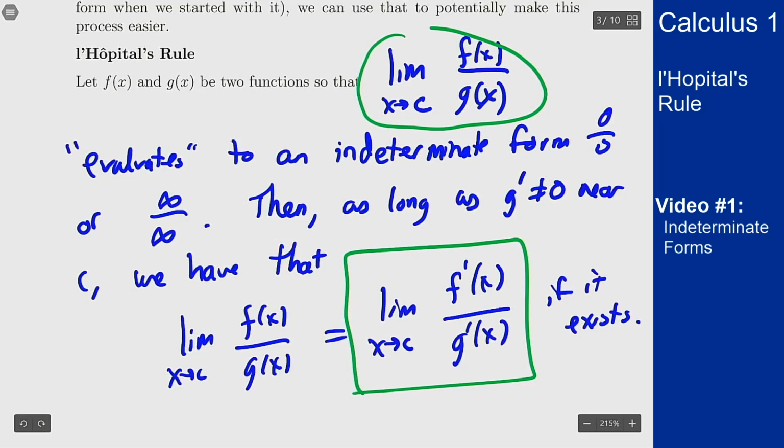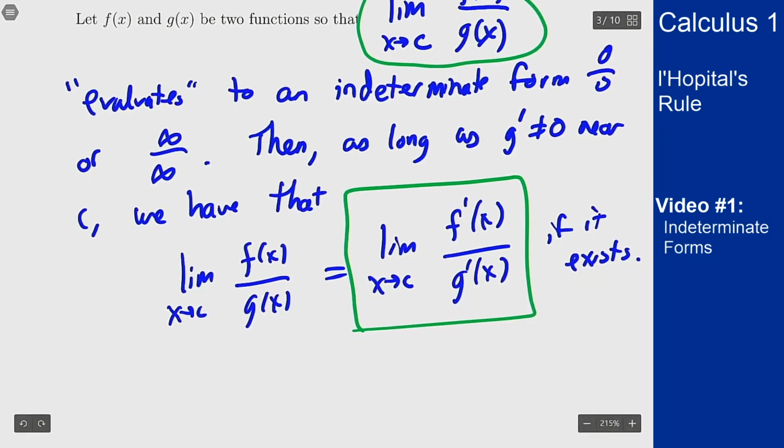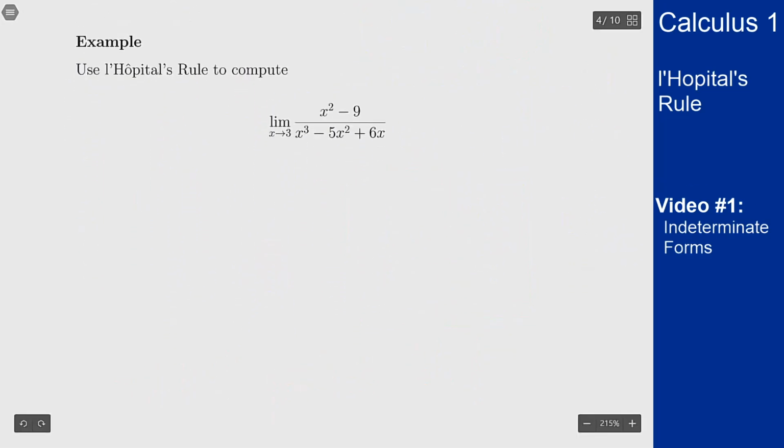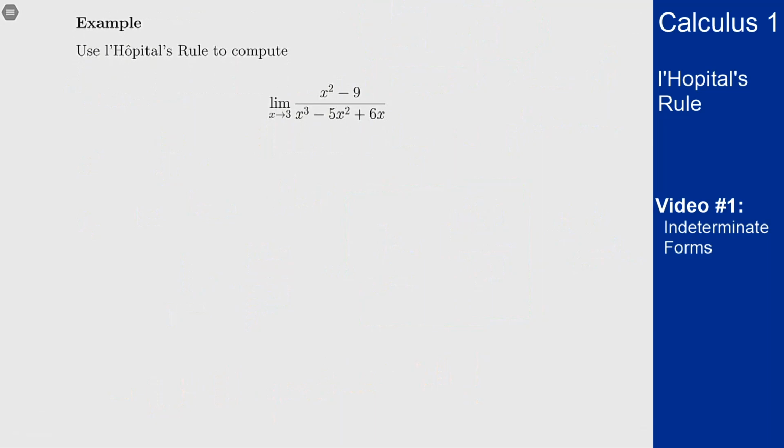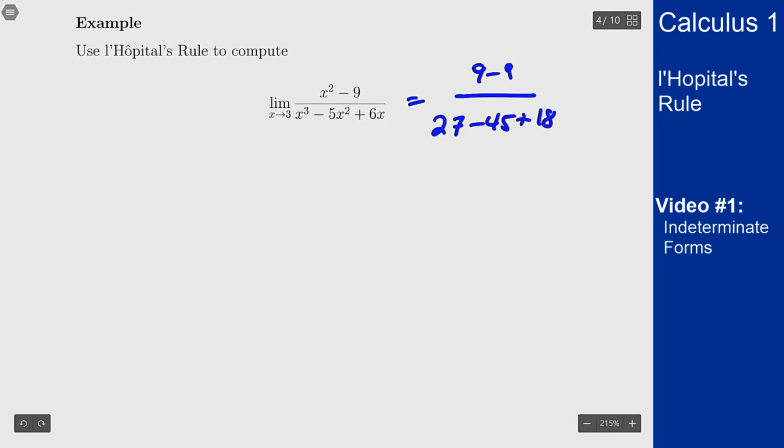Note this is not the quotient rule here. This is derivative of top divided by derivative of the bottom. This is not the quotient rule, just a different setup for trying to solve this problem. Now let's see an example of this. So I'm going to use L'Hopital's rule to compute the following limit. Limit x goes to 3, x squared minus 9 over x cubed minus 5x squared plus 6x. Now if you plug in 3, you'll see you get 9 minus 9 over 27 minus 45 plus 18, which is 0 over 0. Therefore, we can apply L'Hopital's rule to solve this problem.